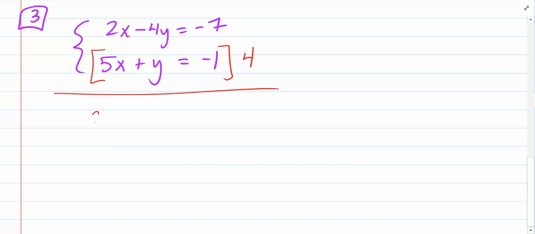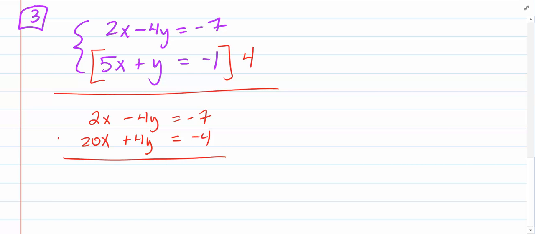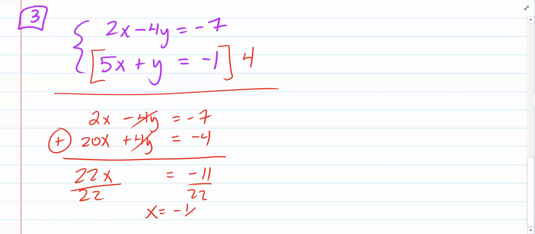All right, good. So if I rewrite everything, I'm going to have 2x minus 4y equals negative 7. And if I distribute my 4 in, I'm going to get 20x plus 4y is now equal to negative 4. Everybody cool with that part? Okay, now you notice that the y's are set up to be eliminated. So that means that I've got 22x when I add vertically, 4y and negative 4y go away, is equal to negative 11. Therefore, dividing by 22 on both sides, I'm getting that x is negative 1/2. You guys cool with that?